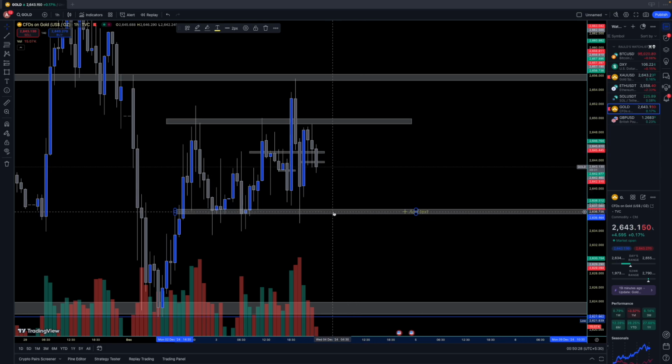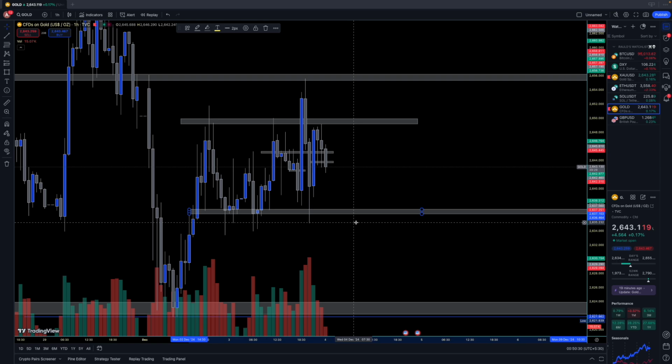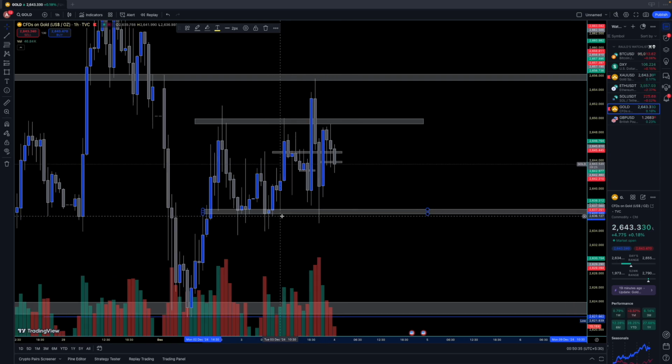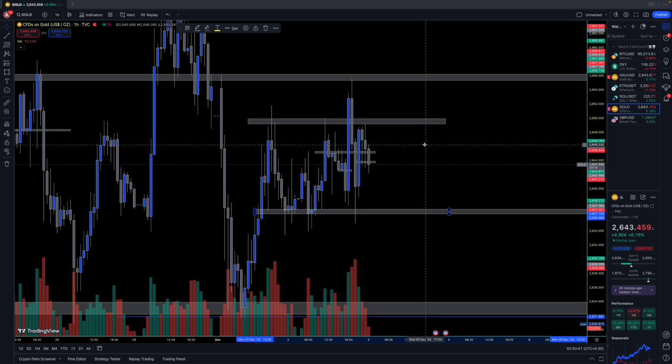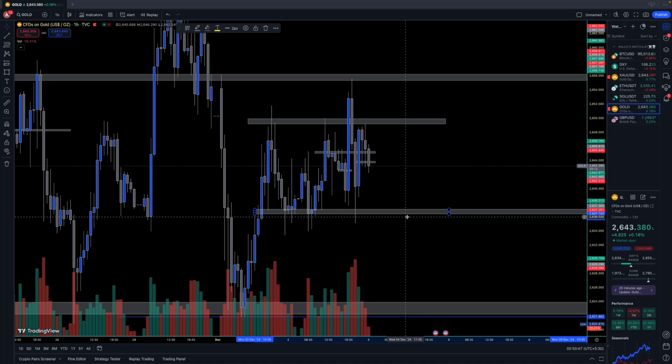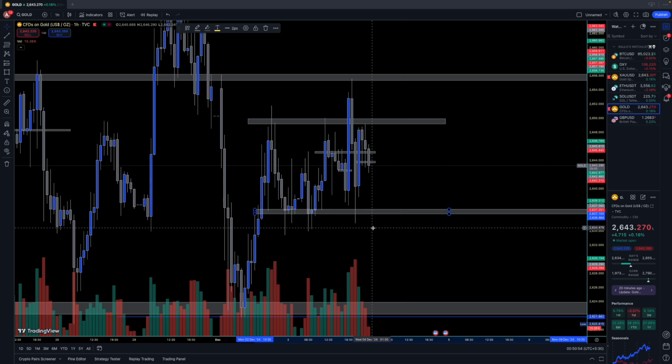And because it is a highly respected support over here, with so many touch points, 1, 2 and 3, price is most likely to reverse from here if the candle hasn't given any confirmation of a candle closing or something like that. So this brings us to the conclusion of why I took this trade.